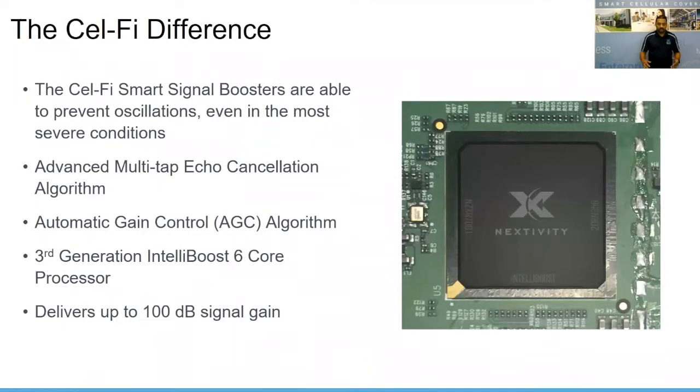Okay, so I talked at a high level. Now we'll dig a little bit deeper into exactly how Cel-Fi does it and what the difference is. I've mentioned the terms, but this shows you what's behind the brains of our product, and that is our 3rd generation Nextivity IntelliBoost 6-core processor. This processor is present in all of our boosters. All of our smart boosters have this technology that allows oscillation to be prevented in the most severe conditions.